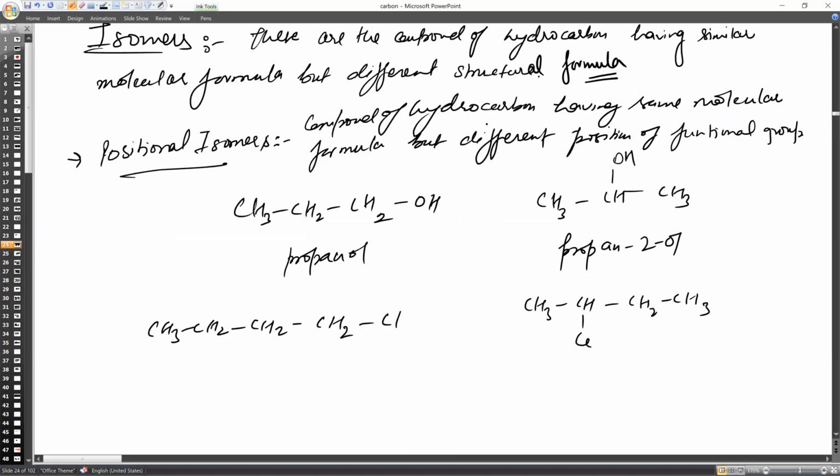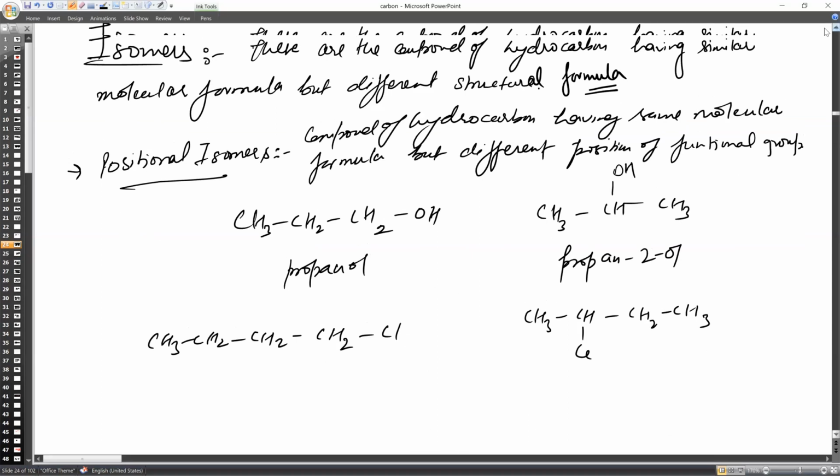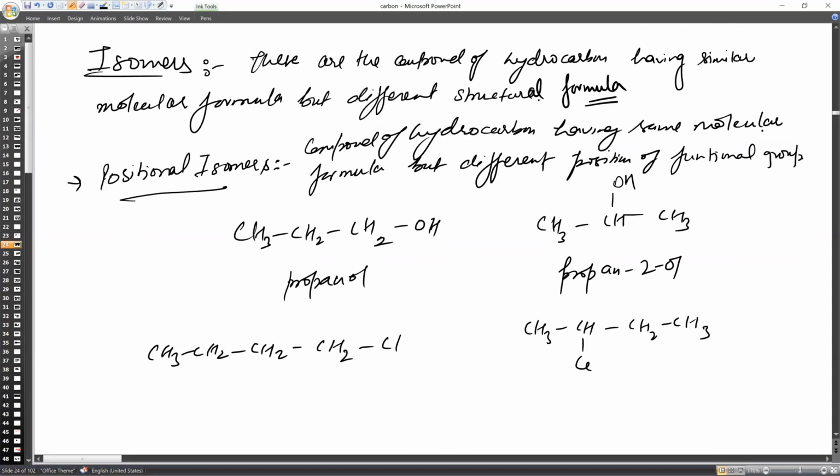So let's start with this one. What are isomers? Please note it down. This is a very important topic of this chapter. These are the compounds of hydrocarbon having the same molecular formula but different structural formula.